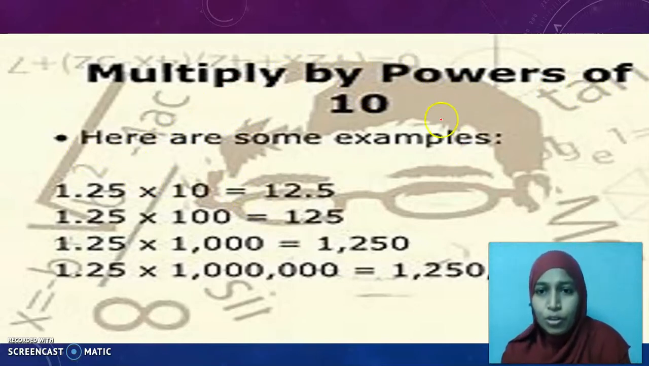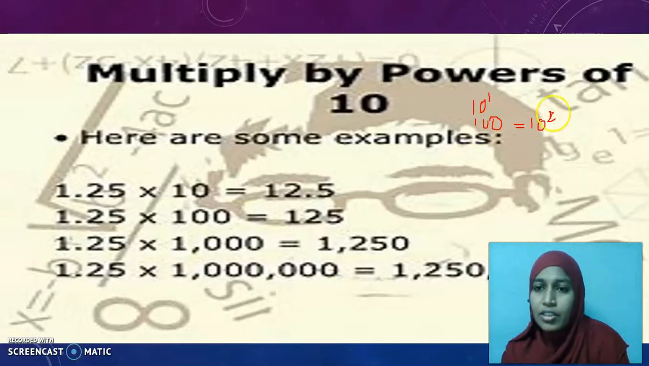I have already told you 10 is a power of 10 with power 1. 100 can be written as a power of 10 with 2, 10 squared. This is 10 into 10, which is 100. Similarly, 1000 can be written as 10 cubed because 10 into 10 into 10 is 1000. That is, 10 has to be multiplied 3 times: 10 into 10 into 10.